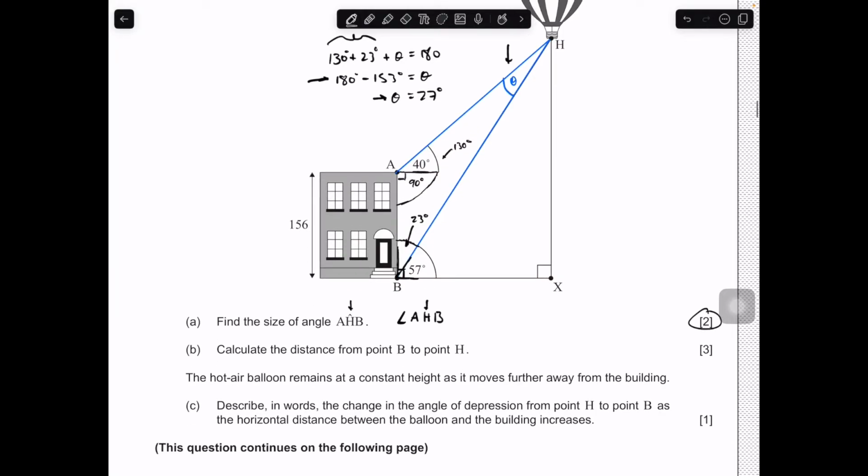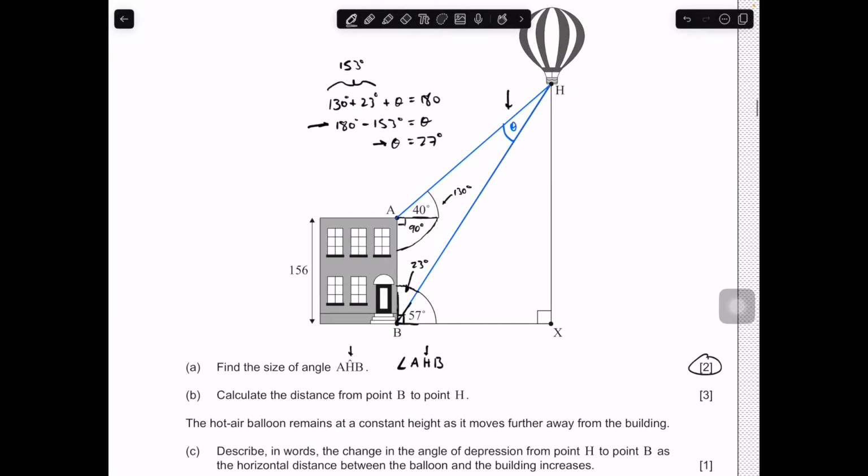Part B, calculate the distance from point B to point H. Let's clear some of this up. Point B to point H. So in that case, they're asking us about this value right here. What is the length of B to H?